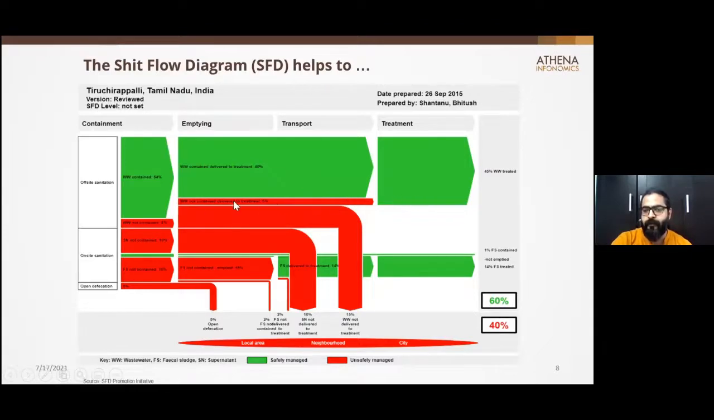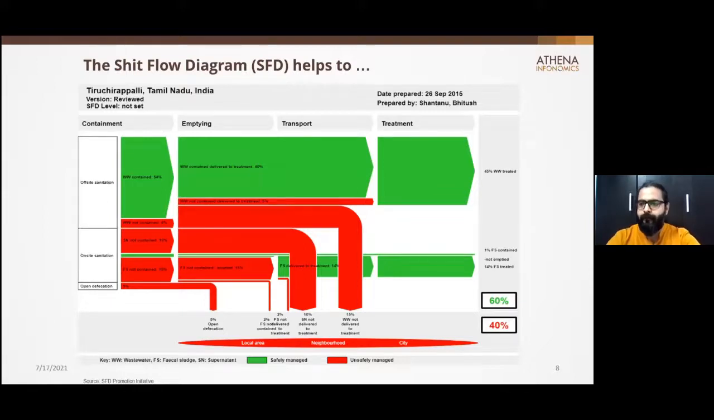You can see wastewater not contained delivered to treatment, 5%. That reaches the treatment facility. That gets treated. So once it gets treated, it turns green. Again, just to conclude, each red arrow is going to tell you there is an intervention required, and a green arrow you can tap yourself on the back, that portion at least you are being able to handle well for that town.